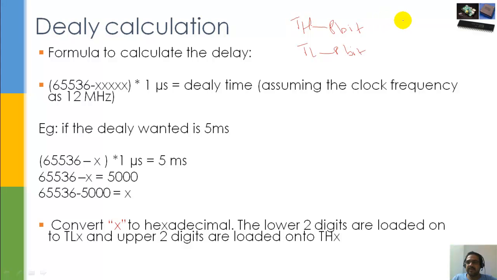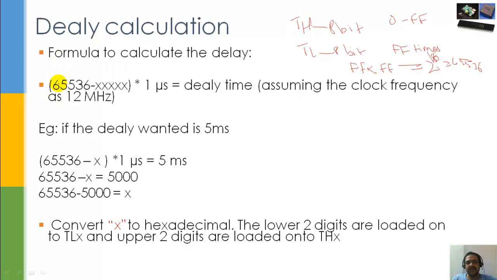Okay, so what is the maximum count I can go for? Here I can go from 0 to FF. How many times maximum? FF times. So what is the maximum count I can go for? It is FF into FF, or in other words 2 power 16, which is 65536. So that is the maximum count I can go for, right?